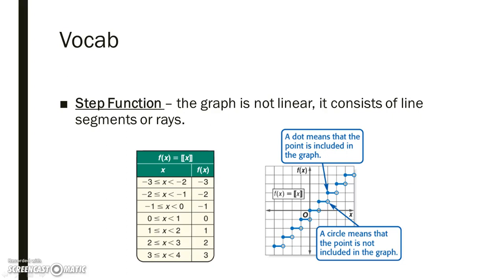A step function. If the graph is not linear, it consists of line segments or rays. So right here we have a step function. A dot means that the point is included on the graph. The open dot means that the point is not included on the graph. So notice that it's just a bunch of segments, but the same frequency and stuff like that. So the idea is it's just a step, it's going up and up and up, or down and down and down.